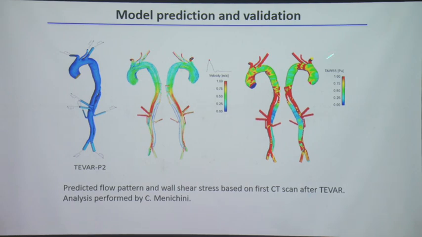This is the predicted flow pattern and shear stress based on the initial CT scans after this TEVAR procedure. You can see the shear stress pattern over here. Just to note that in the false lumen, there's a region of low shear stress. So this is the area where thrombus might form.